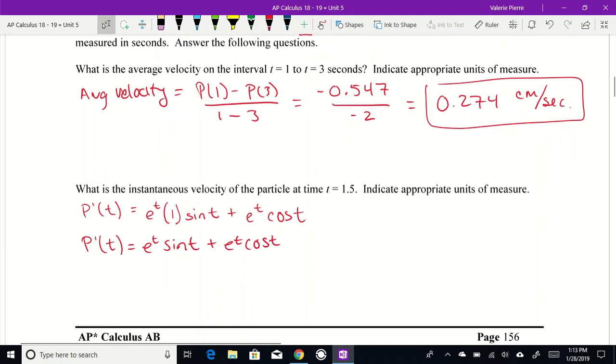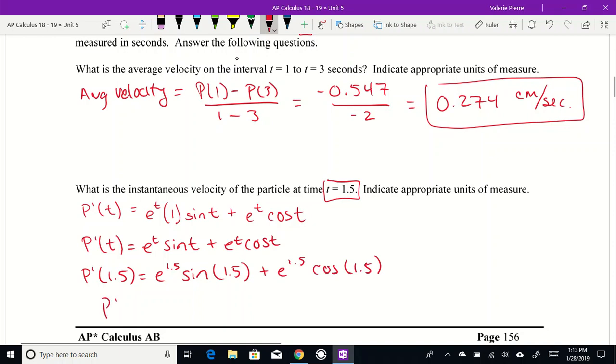And since I want time equaling 1.5, P prime of 1.5 is equal to e to the 1.5 sine 1.5 plus e to the 1.5 cosine 1.5. So the instantaneous velocity of the particle at time 1.5 seconds is equal to 4.787 centimeters per second. All right.